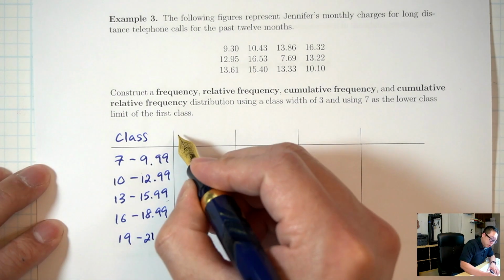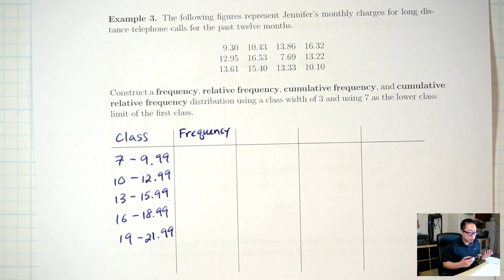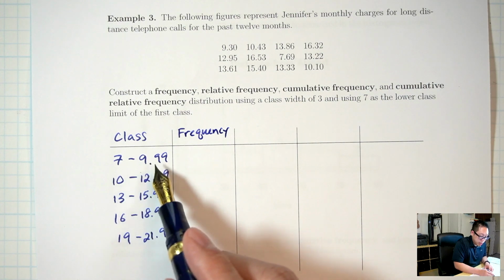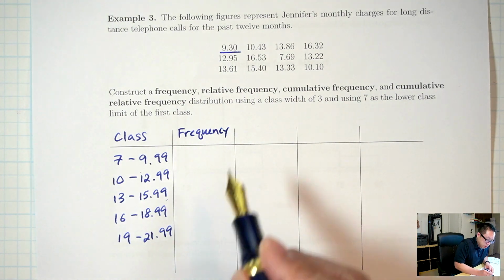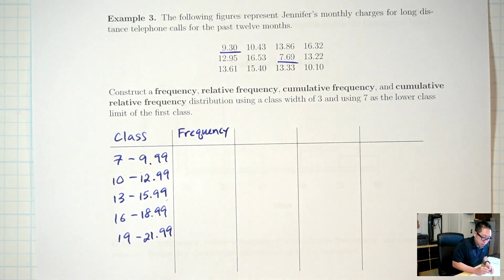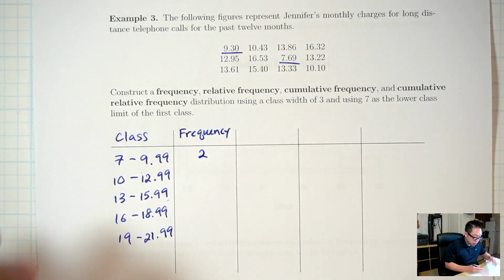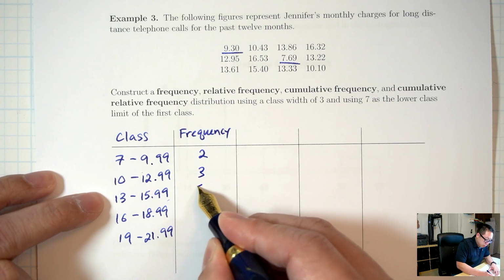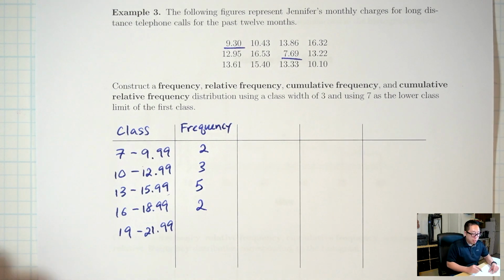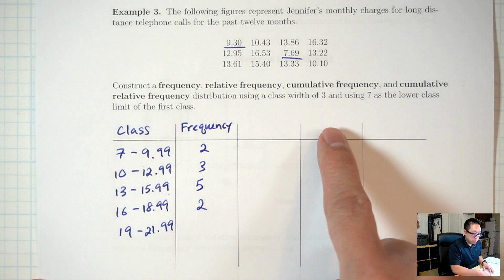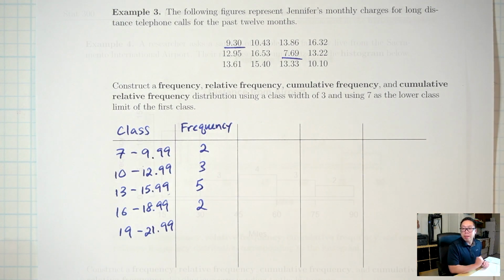And then from here, frequency. You're going to count how many data values are between 7 and 9.99. So let's count here. That counts. That counts. And I think that's it. So there's 2 between 7 and 9.99. And I'll tell you the other ones. The other ones are 3, 5, and 2. So we didn't need this last one anyway. And then from here, you would find the relative frequency, the cumulative frequency, and the cumulative relative frequency, which I think you know how to do. So I won't do that here.